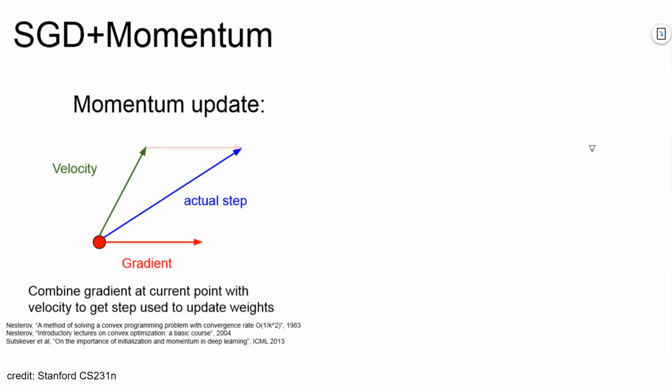All right, we've seen SGD with momentum. What we did was keep track of the velocity, and we add the current gradient to the stored velocity we're keeping track of. The actual step becomes this. So we can think of this as combining the gradient at the current point with velocity to get the step used to update weights.